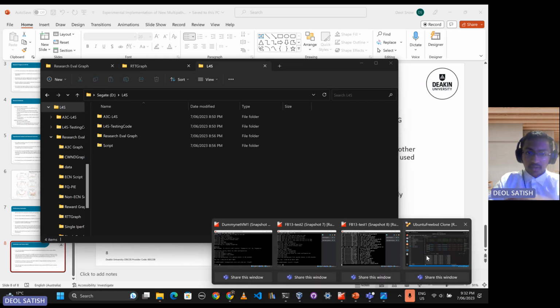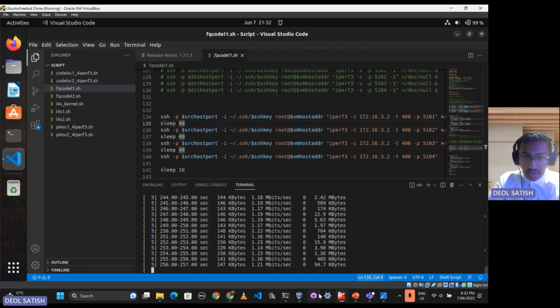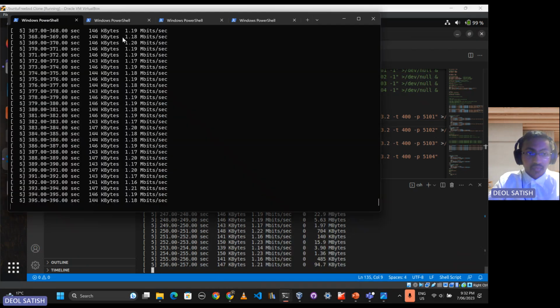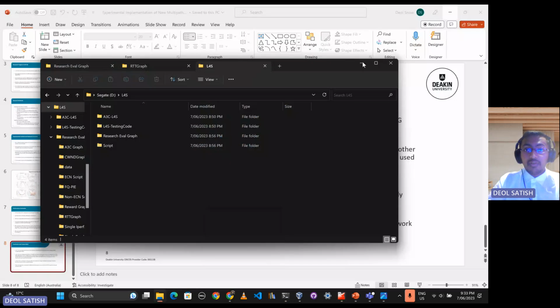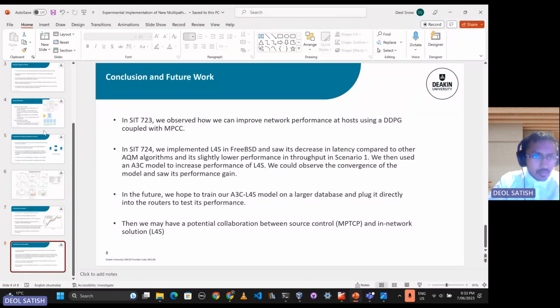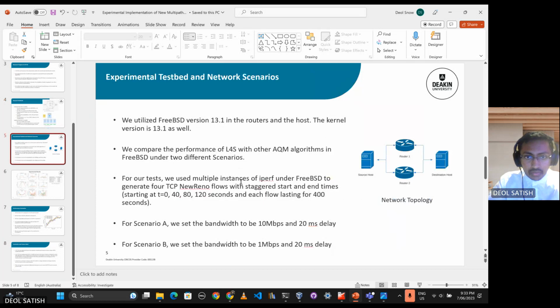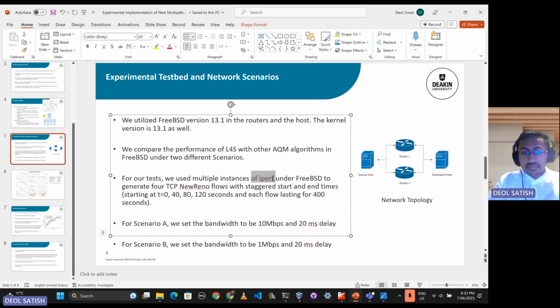We can see a demo. Basically, here it's already running. You just run a script, and we can see it's almost reaching 400. It stops at 400, but these others are still going because they start at different times. So we have four iperf3 data streams, which start at 0, 40, 80, and 120 seconds, and each lasts for 400 seconds.